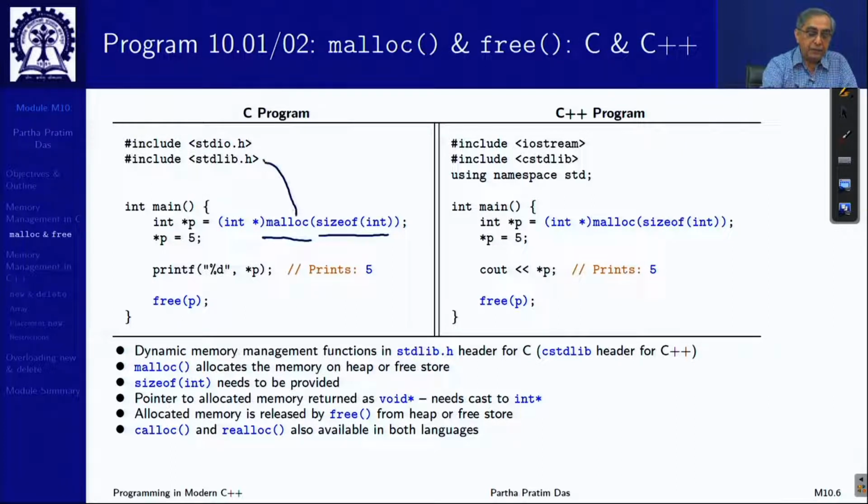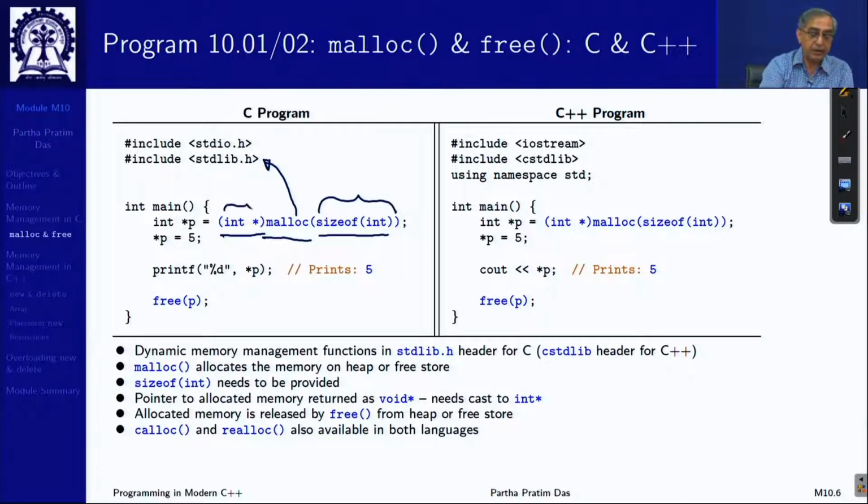Malloc is a function available in the standard library. So, you need to include stdlib.h. Once malloc allocates, it returns you a pointer which is of void type. If you are allocating an integer, which is what is obvious here, because I am passing the size of an integer, if it is 4 bytes, then I am passing 4. Then malloc returns a void star pointer, which needs to be cast to the integer pointer. Malloc will always return void star.